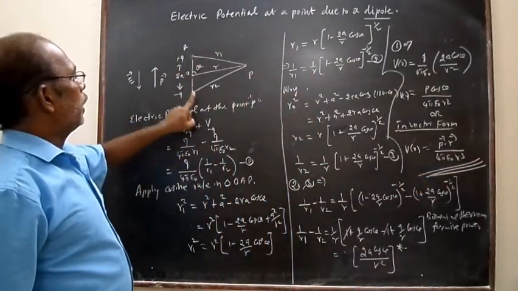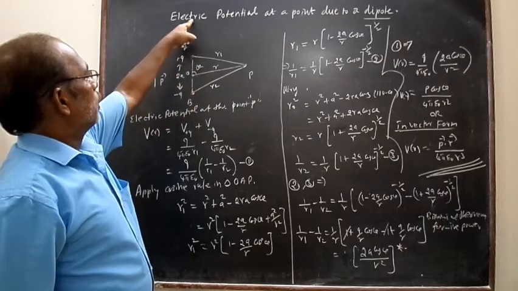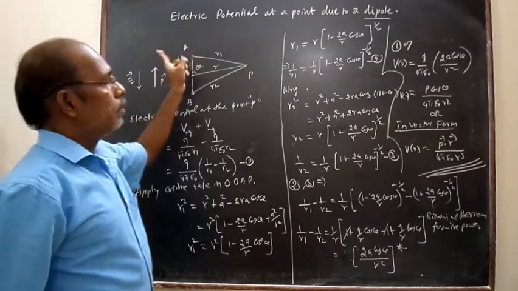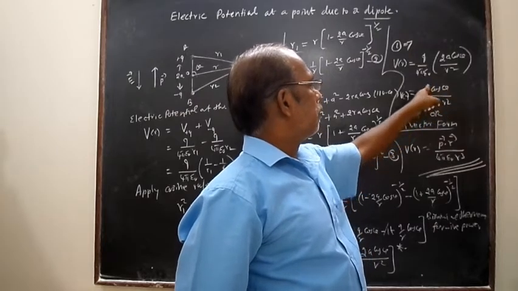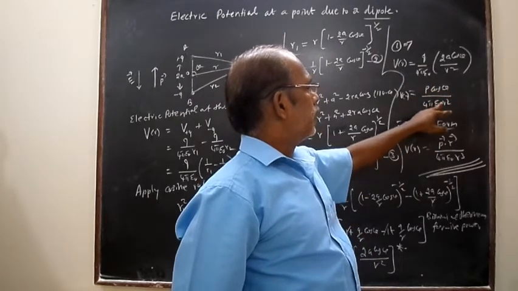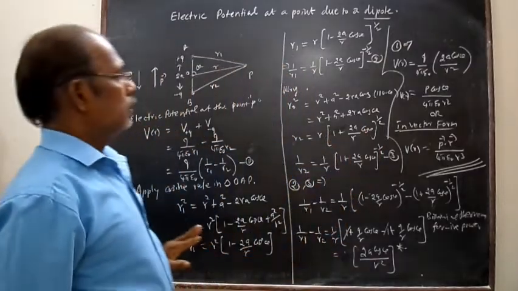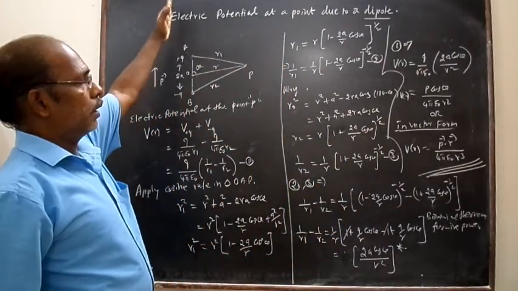If we take the point along the axial line, the theta will be 0. Theta 0 means cos 0 equals 1. So straight away, P divided by 4 pi epsilon naught R square. So this is the potential at an axial point.